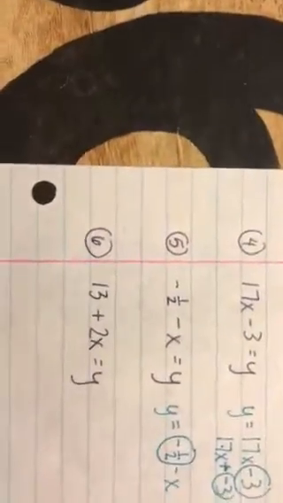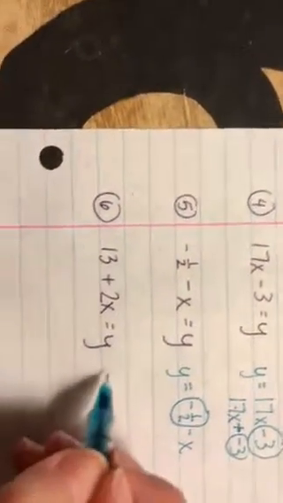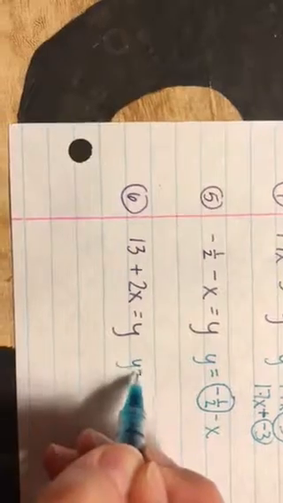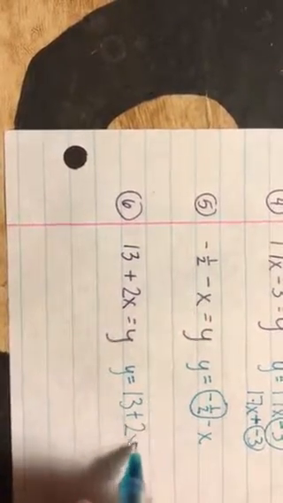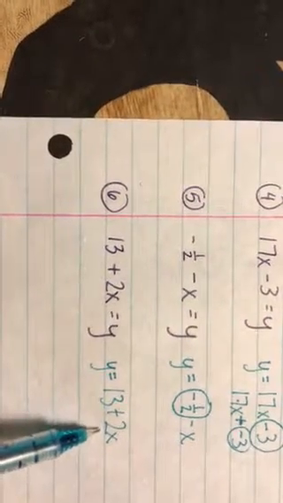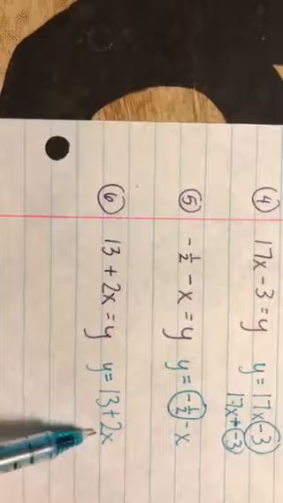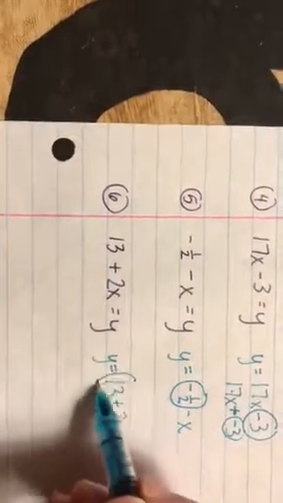Finally, down here, another situation where they look a little flip-flopped. Again, if you like the y on the left side, you're welcome to rewrite it. y equals 13 plus 2x. And again, whatever number is not the coefficient, or whatever number is not with the x, that's going to be the y-intercept. In this case, it is 13.